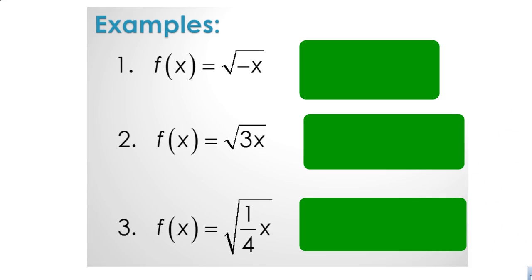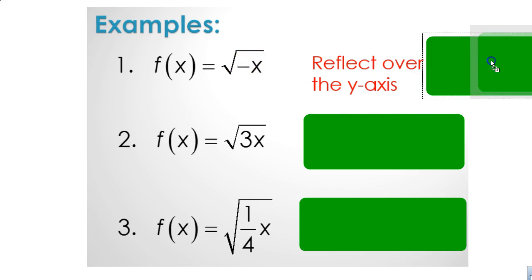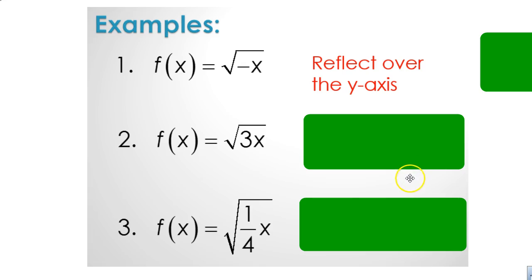Let's look at some examples. So here we have a negative. It's inside. When it's inside, it's a reflection over the y-axis. Our second example, we have the square root of 3x.